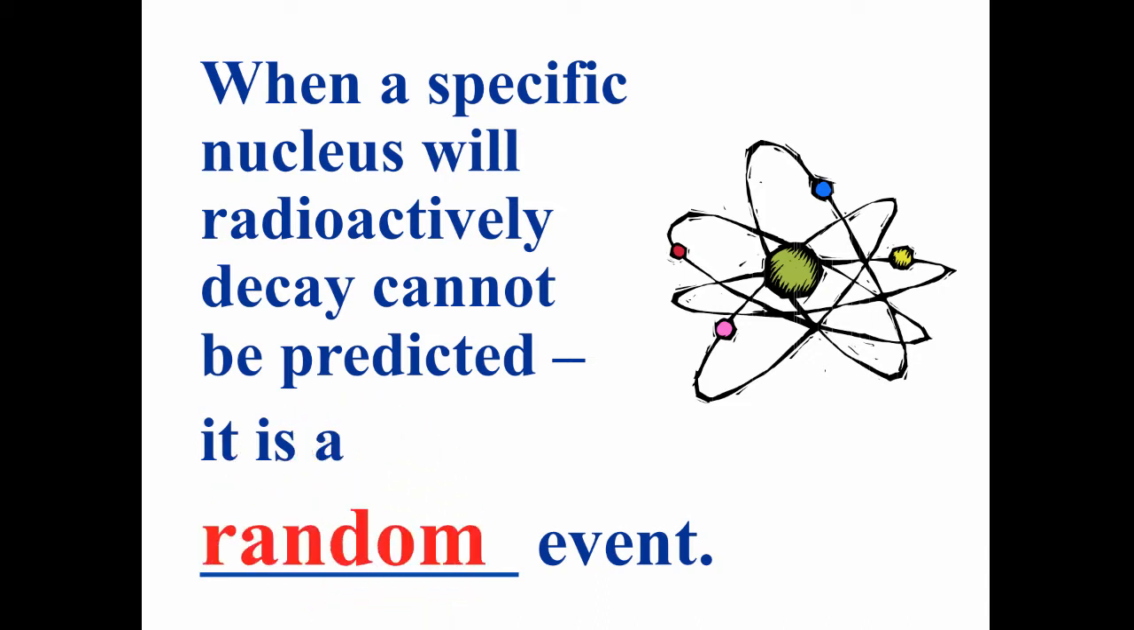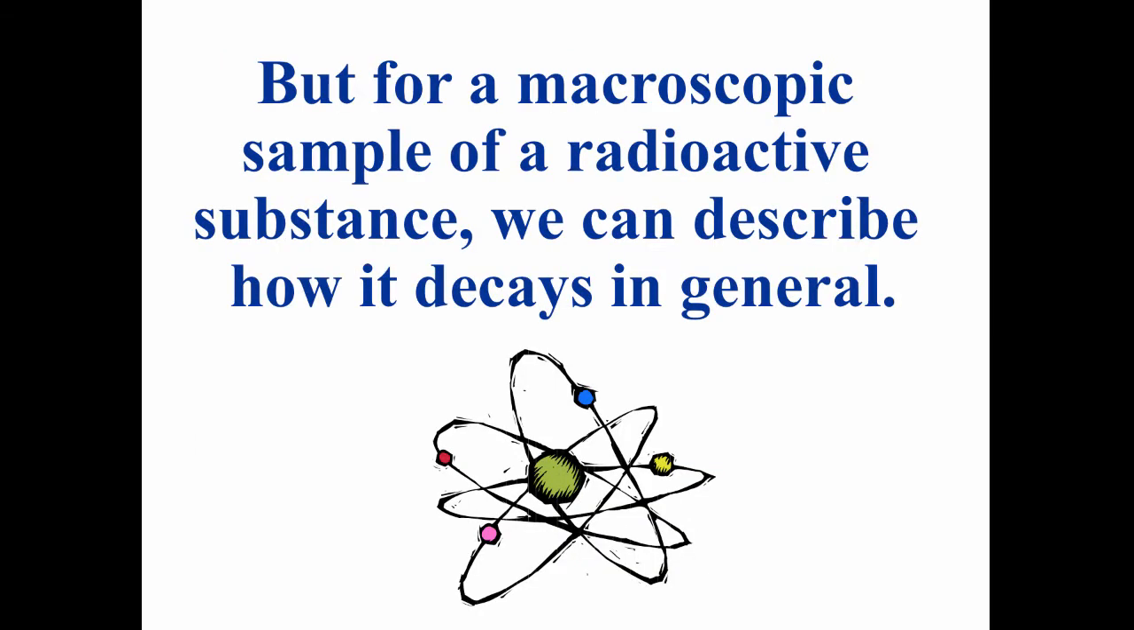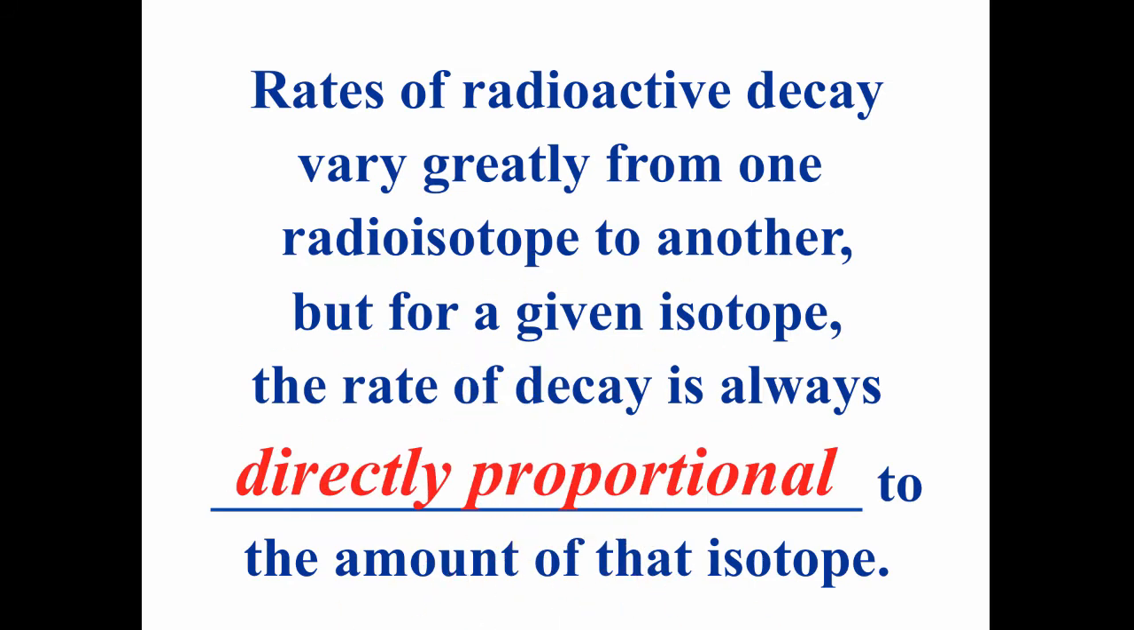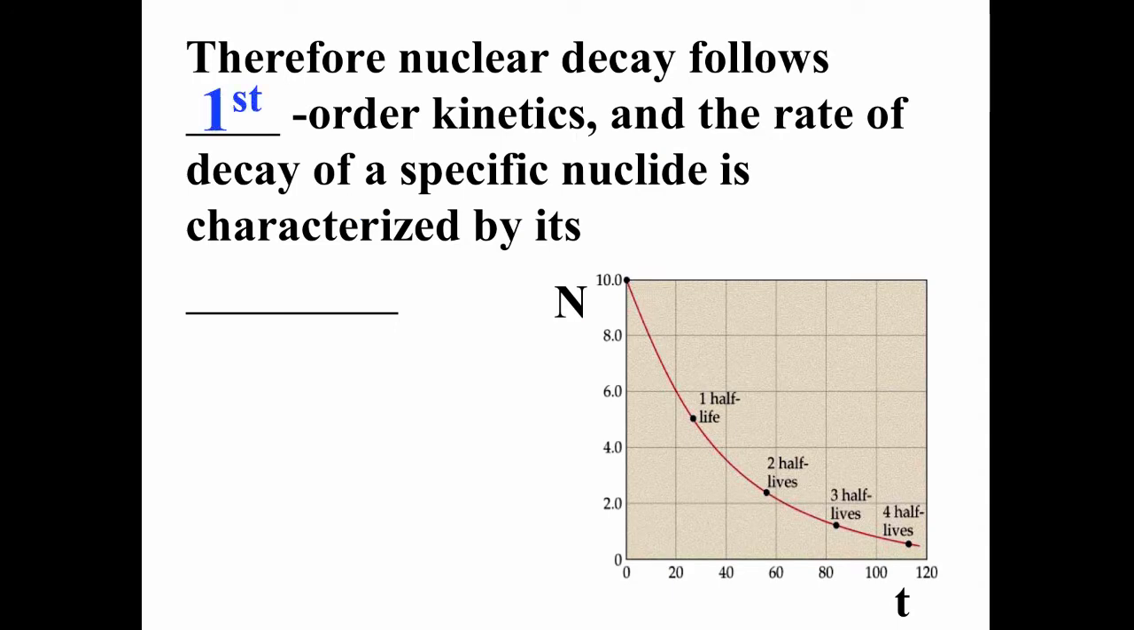Nuclear decay is a random event. We can't predict when a specific nucleus is going to radioactively decay, but if we have a macroscopic sample of a radioactive substance, we can describe its decay in general terms. Radioactive decay rates vary a lot from one isotope to another, but for a given isotope, the rate of decay is always directly proportional to the amount of that isotope. And as we saw before in kinetics, this is a first order reaction. This is first order kinetics.